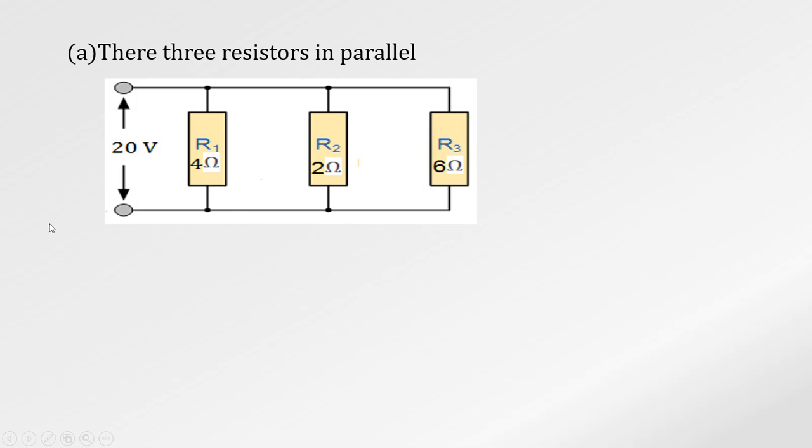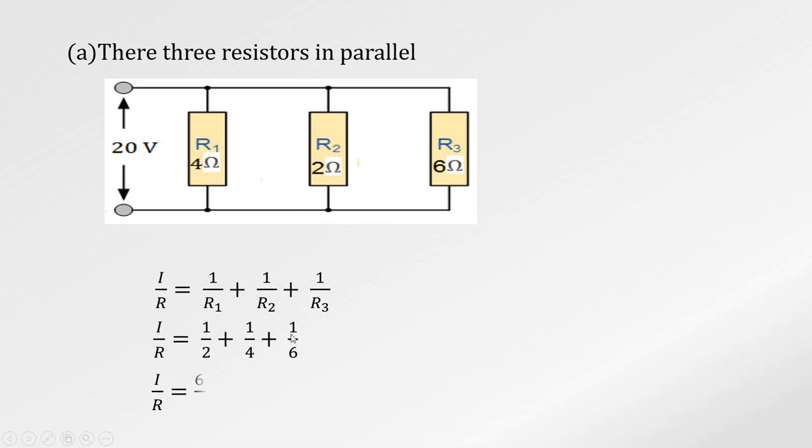Upload the diagram back here. So here these are 3. When they are 3, you don't use product over sum. You go the long way. 1 over R is equal to 1 over R1 plus 1 over R2 plus 1 over R3. So we substitute: 1 over 2 plus 1 over 4 plus 1 over 6.